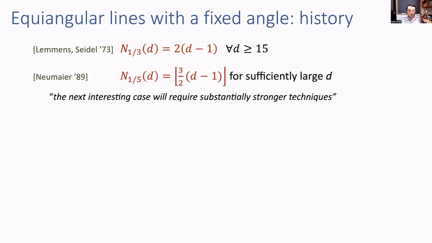The next interesting case, alpha equals 1/5, was solved about a decade and a half later by Neumaier. He determined the answer for sufficiently large dimension, and it turns out to be this expression here, roughly 3d over 2. Neumaier writes in his paper that the next interesting case will require substantially stronger techniques. He has a specific reason for making this claim that I will explain in a second. Progress on this problem stalled for some time, and there was revived interest more recently due to Balla, Dräxler, Keevash, and Sudakov, who showed that indeed, perhaps as suspected, the number of lines grows at most linearly in the dimension when you have a fixed angle. This is in sharp contrast to the case of unrestricted angles, where the growth is quadratic.